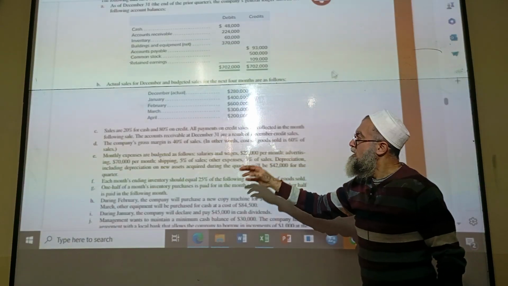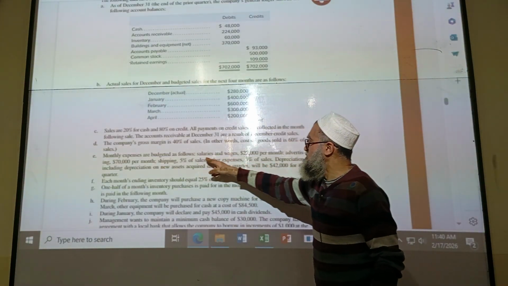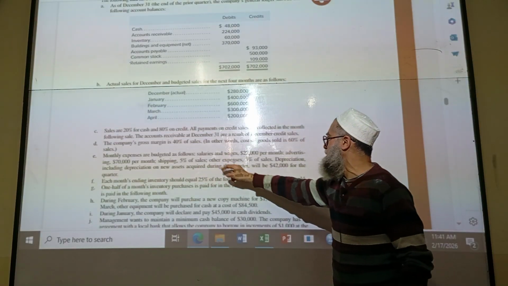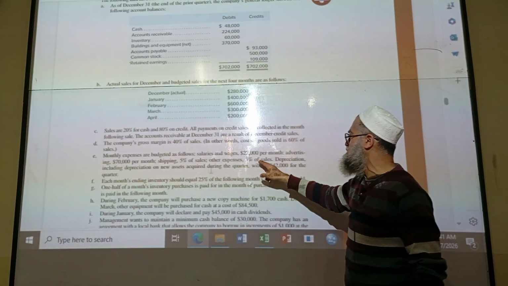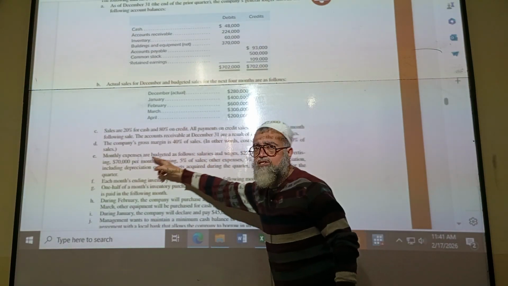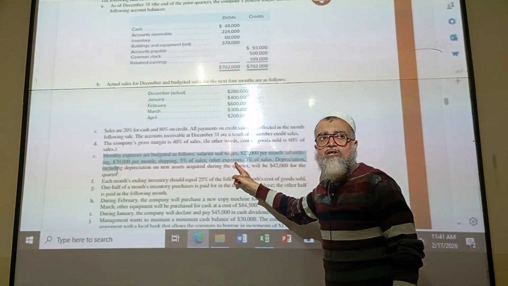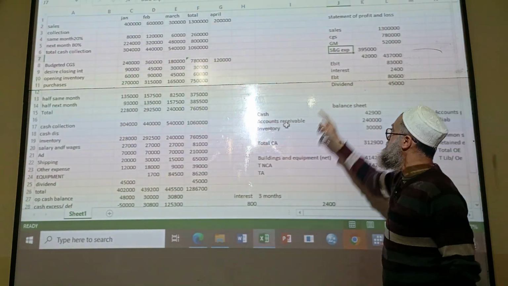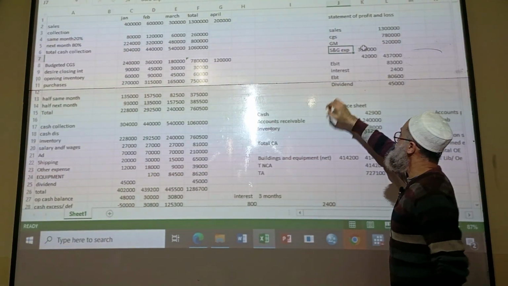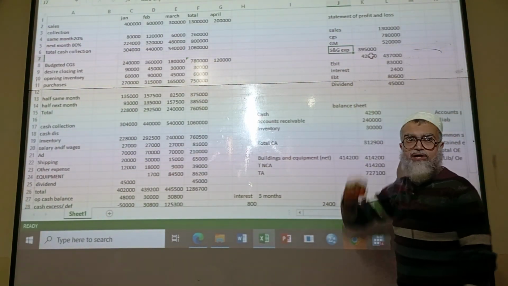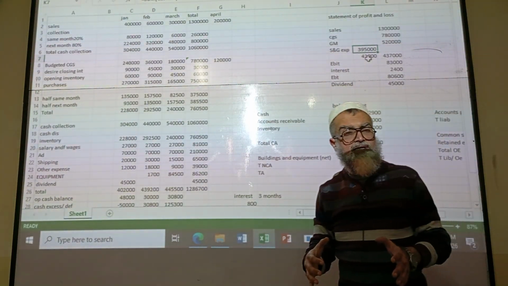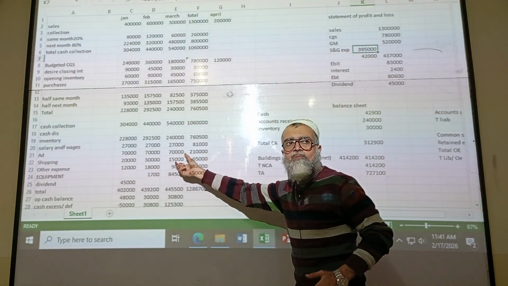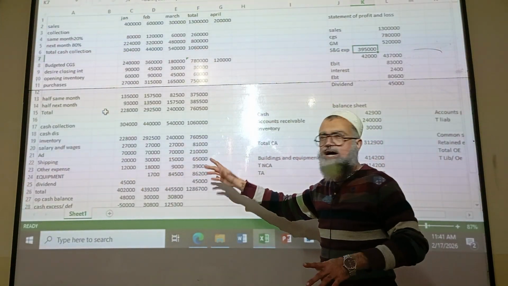Now, the next thing is monthly expenses are budgeted as follows: salaries and wages per month, advertising per month, shipping 5% of sales, other expenses 3% of sales. Now, all of these figures are actually your general and admin expenses. So what you can do is go back to your statement of profit and loss, S&G expenses, and write it over here. Add all of these expenses. Or what you can do is, when you make this, you can simply get the total from here. For that you will have to wait a little bit.